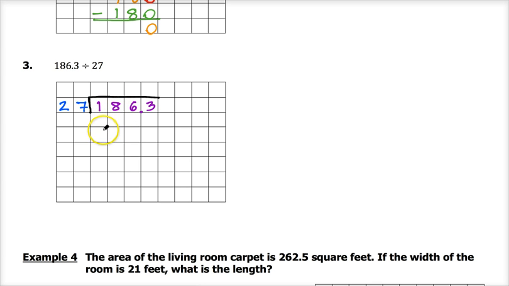Okay, so let's use our estimation skills and think about how many times that might go in. 27 is close to 30. I know 30 goes into 180 6 whole times. So let's see if 27 might go into 186 6 whole times.